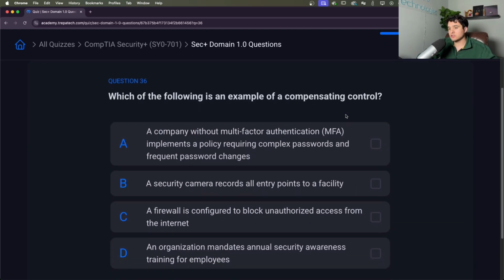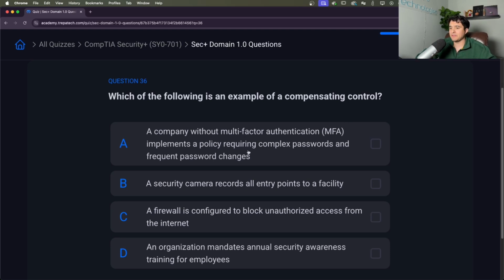Question 36. Which of the following is an example of a compensating control? So think of compensating controls as like you have a legacy server that you can't upgrade, you can't get rid of. So we have to compensate for that risk, for that vulnerability, for that increased attack surface. A compensating control may not completely mitigate a risk, but it helps protect, okay? It helps protect. So let's go through these options.